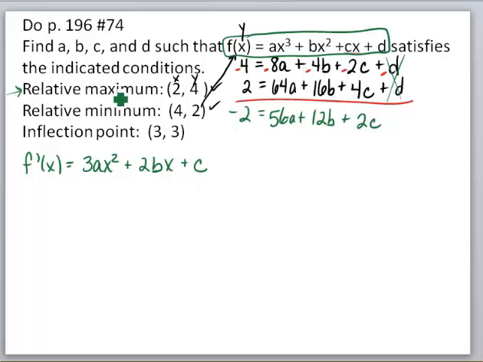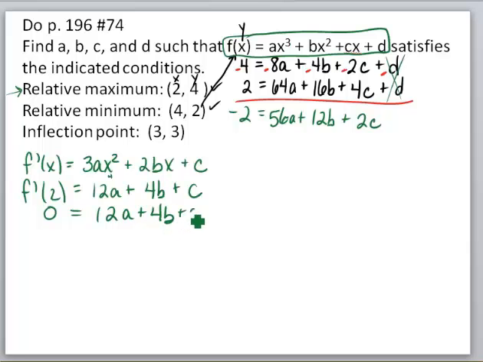Well, because this is a relative max, I can say that f prime of 2, at 2, I would have 2 squared, which would be 4. So I'd have 4 times 3, which is 12a, plus I'm plugging 2 in for x, I'd have 4b plus c. Well, what does this actually equal? Because I know that it is a max, and that maxes have the derivative equal to 0, I now have an equation of 3 variables. And I'm going to be able to match that up with this other one and solve those simultaneously.